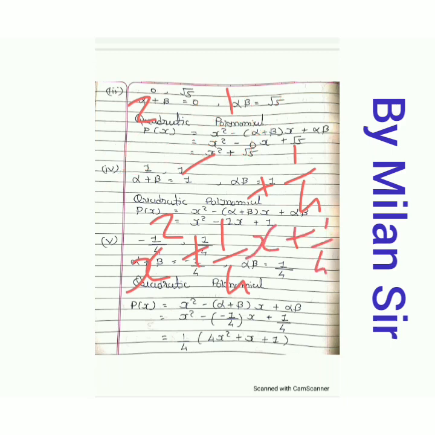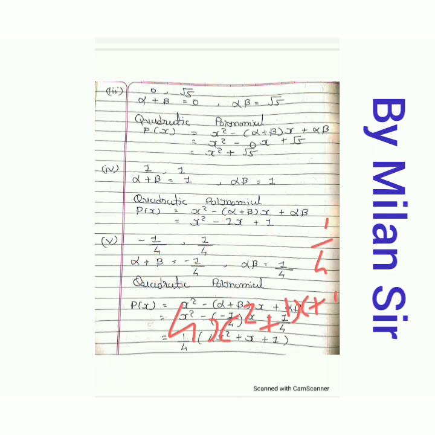Now we get two fractions in the coefficients. So take LCM, that means 4x square. Here plus x as it is and plus 1 as it is, because 4 is already there in the denominator of both these terms. And the division by 4 I am writing separately. So 1 by 4 (4x square plus 1x plus 1). This is our final answer.